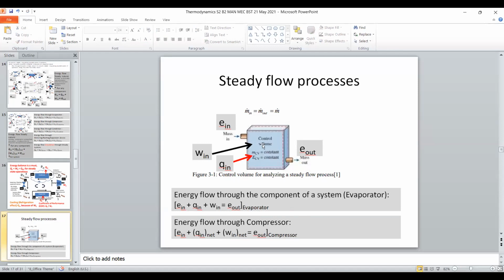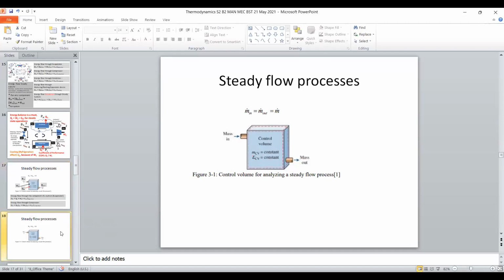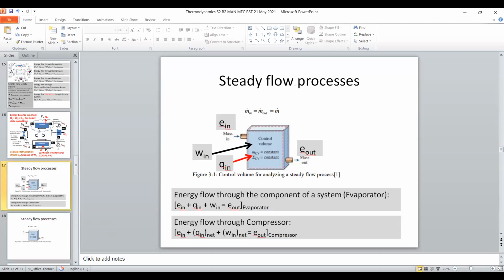So here there is a keyword, control volume, because an evaporator has a fixed space inside. Through the fixed space, the working fluid is flowing. So fixed space is a fixed volume. So fixed volume is a control volume. So somehow controlled, and you have in and out. Okay, so you can understand. I hope you can understand this. Okay, steady flow. So process energy balance.